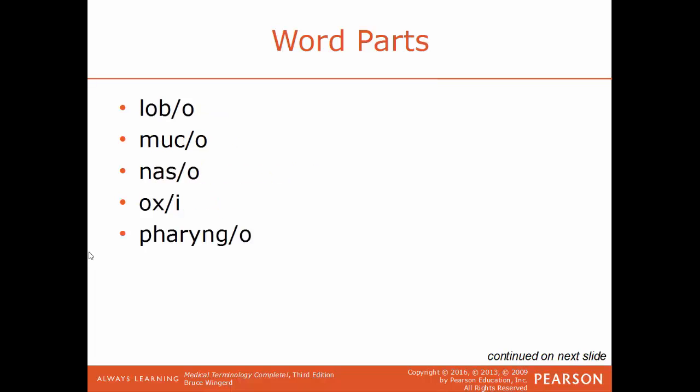Lobo is a reference to a lobe. The lungs are made up of various sections called lobes. Muco is a reference to mucus. Naso is a reference to the nose. Oxy is a reference to oxygen. And pharyngo is a reference to the pharynx, or another term for the throat.